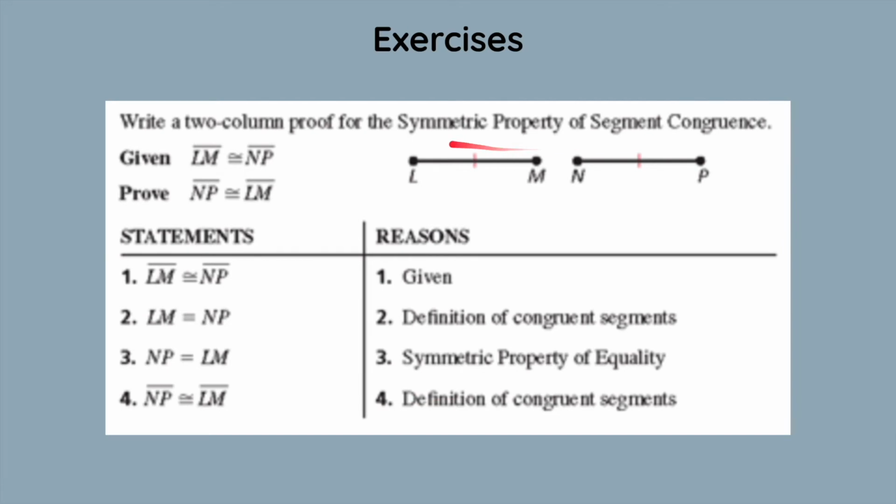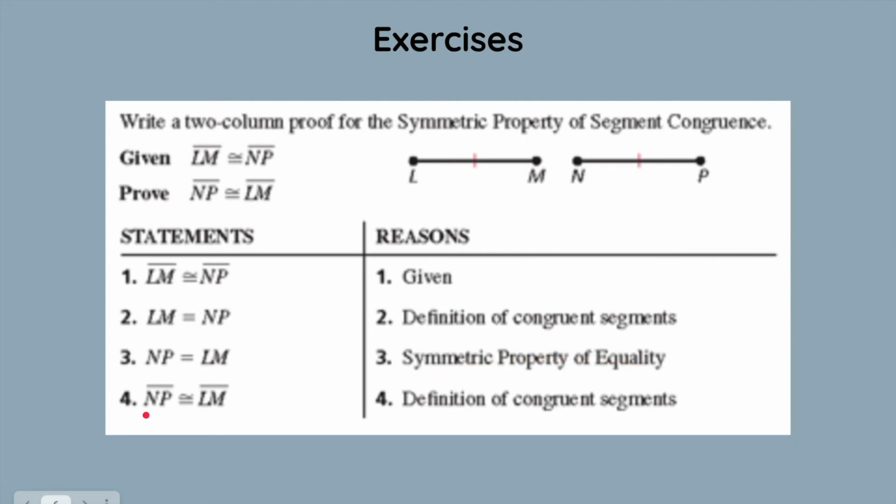So this is a visual representation of what we know. So we always write what we're given first. After we do this, we can see that LM equals NP according to the definition of congruent segments. Then we can also deduce that NP is equal to LM by the symmetric property of equality.